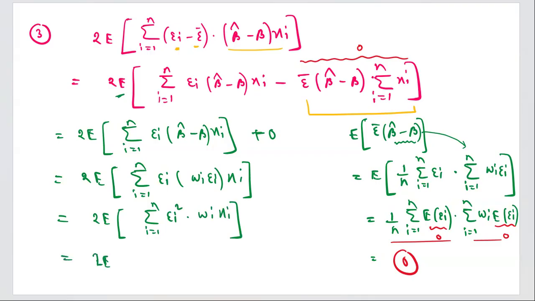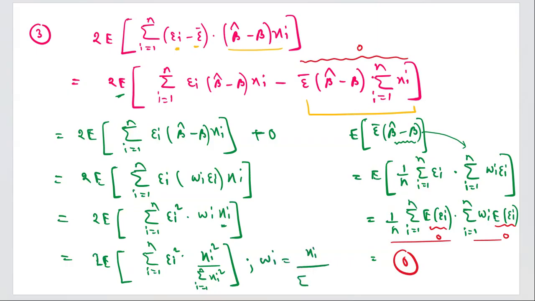2 into expectation. What is wi? Wi is xi upon summation i from 1 to n small xi square. And then see here you have another xi, so it will be square. So wi is basically xi upon small xi square. Again, refer to previous videos. Right? Now what you do? Take the expectation inside and calculate.